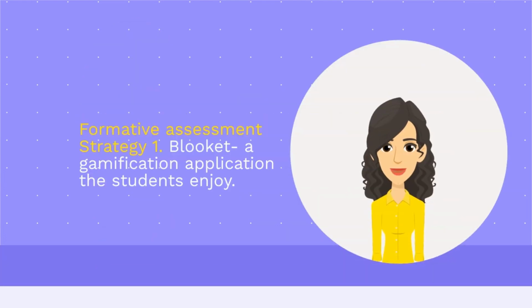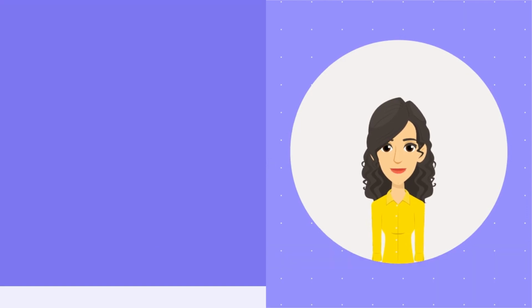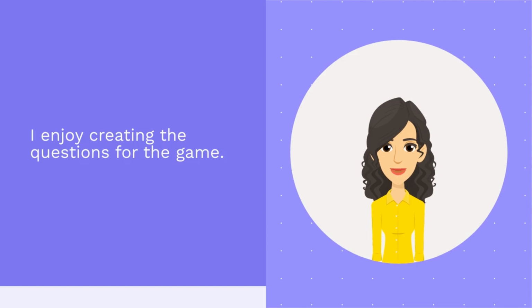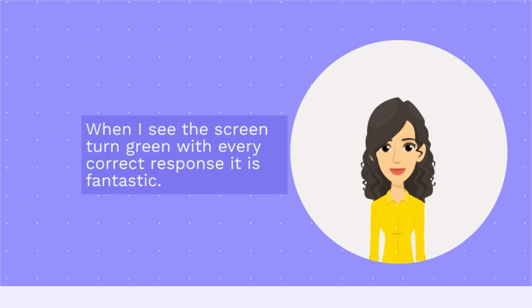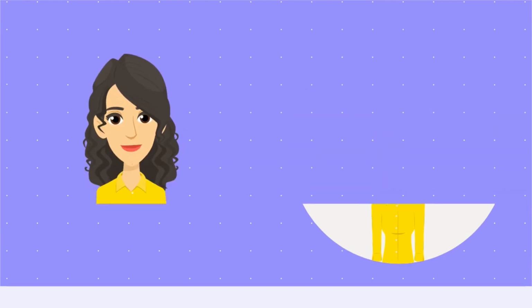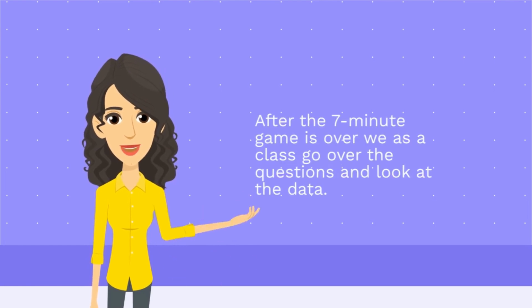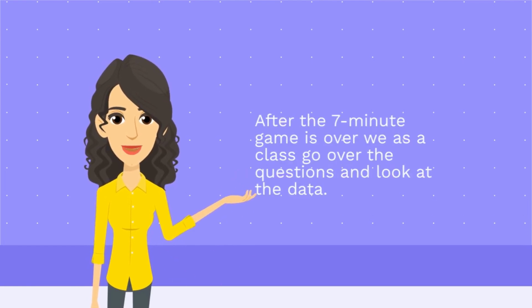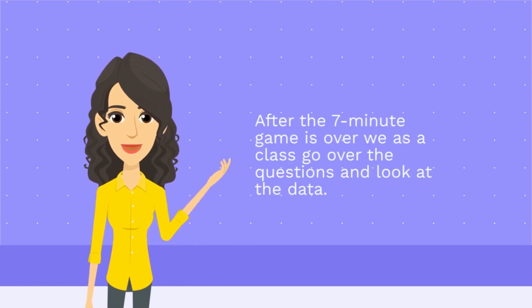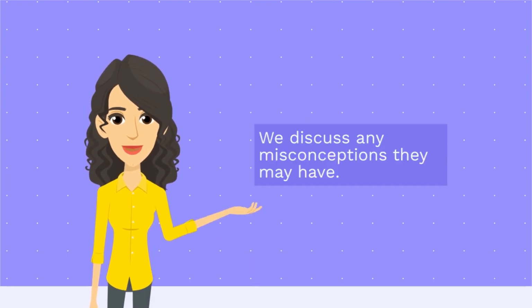Formative assessment strategy 1. Look at a gamification application the students enjoy. I enjoy creating the questions for the game. When I see the screen turn green with every correct response, it is fantastic. The students receive immediate feedback when they get the answer wrong. After the 7-minute game is over, we as a class go over the questions and look at the data. We discuss any misconceptions they may have.